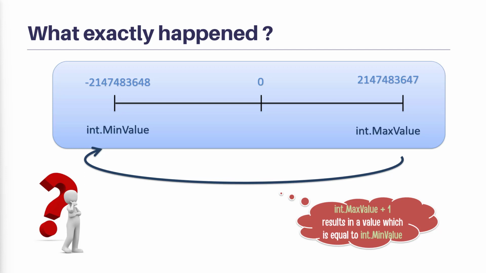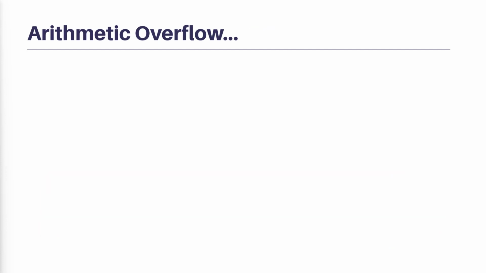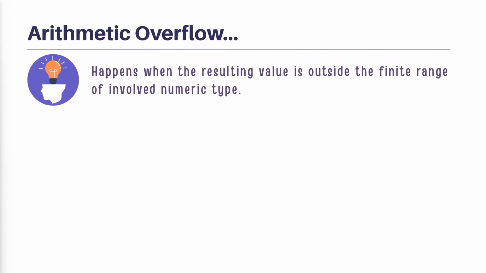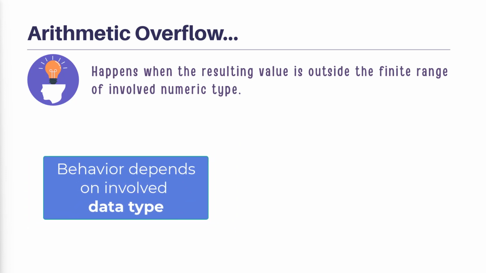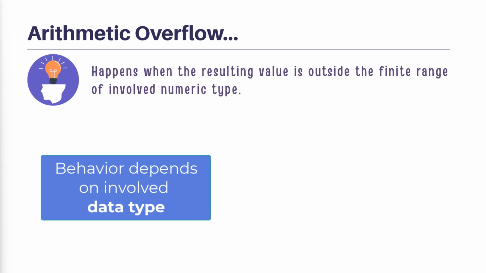In a nutshell, every data type allows only a finite set of values, and when the resulting value from an expression does not fit that range, then arithmetic overflow happens. The behavior of this overflow depends on the data types involved. The code snippet that we have seen on the previous slide shows the behavior in case of integer type.